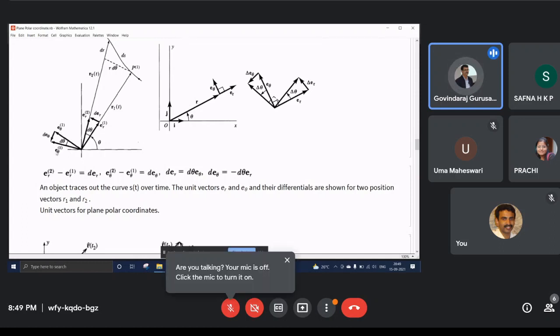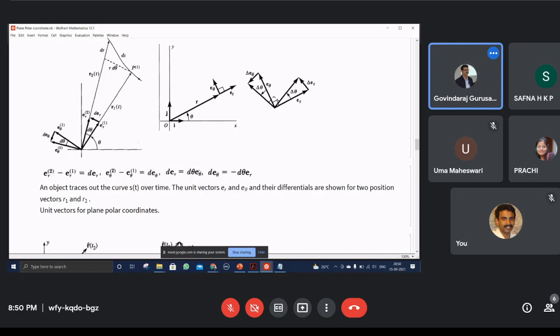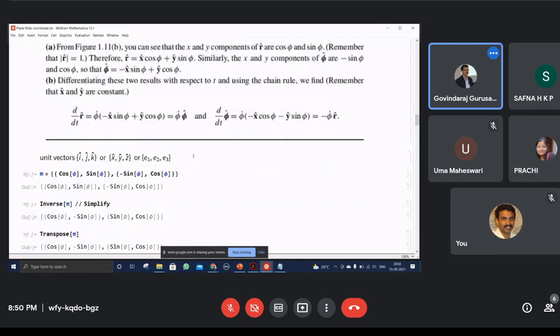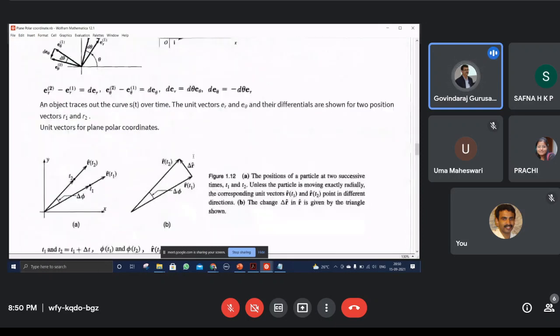Similarly, you have e_theta1, e_theta2, which is moved by de_theta. Right? Please note that we are looking at the unit vectors which get shifted from position 1 to position 2. There is a change in the vector which is equal to de_theta that has been found. Now dr equals d theta e_theta, and de_theta equals minus d theta e_r. This is what we have shown here by taking the derivative. Correct? I hope that's right, what I'm trying to describe here.